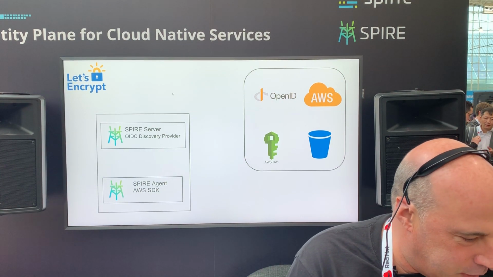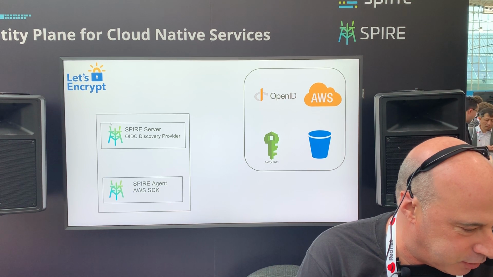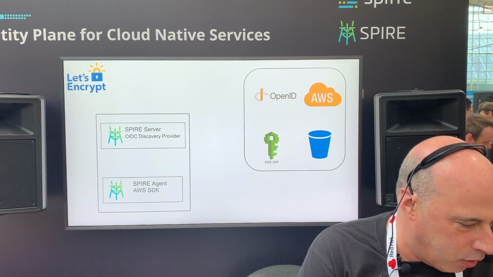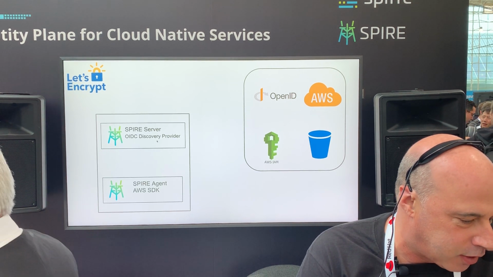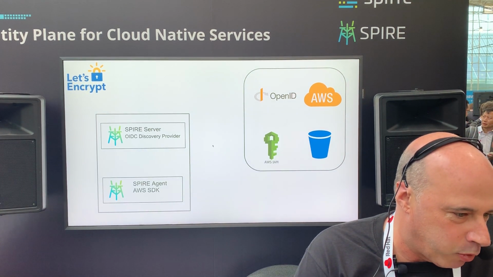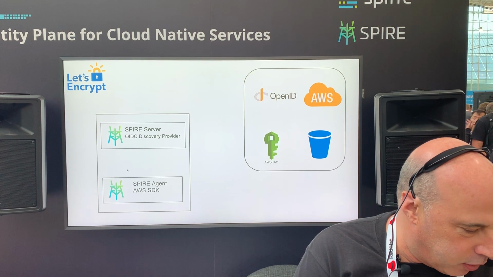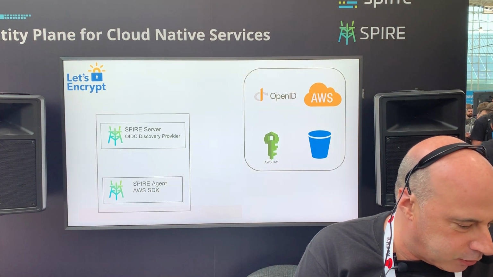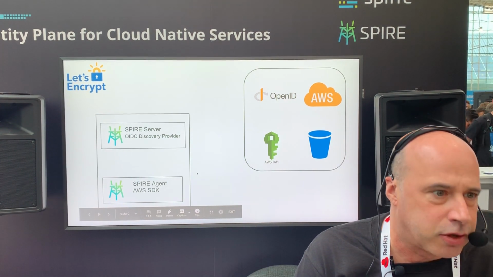So the setup here is we've got two VMs running in GCE, one that hosts an instance of the SPIRE server and a software component called the OIDC discovery provider, which exports a standard OIDC discovery document and a JWKS file for authenticating JWT files. On the other VM instance, we have an instance of the SPIRE agent and the AWS command line SDK is installed.